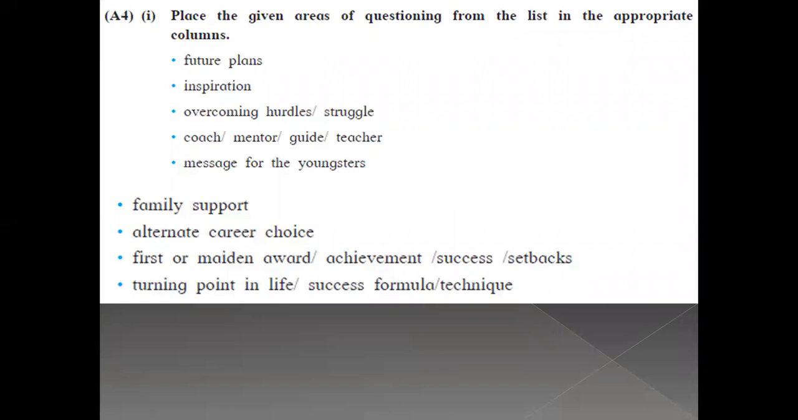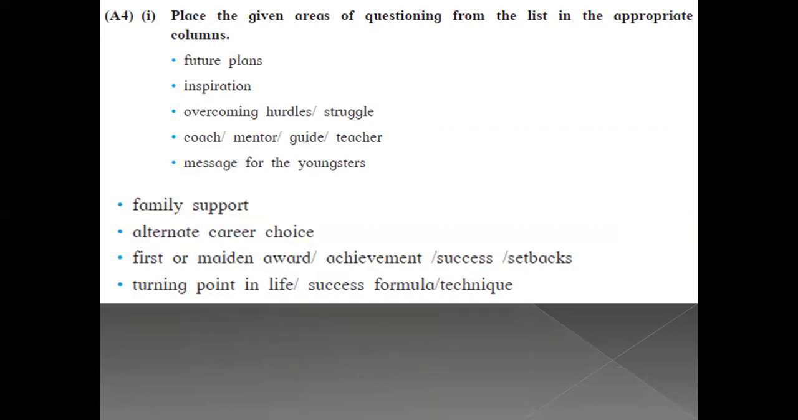Now, in your textbook, in the brainstorming section, they have asked you to place the given areas of questioning from the list in the appropriate columns. They have given you points like future plans, inspiration, overcoming hurdles or struggle, who was their coach, mentor, guide, teacher, what message they would like to give youngsters, how was the family support, what alternate career choice did they have, which was the first or maiden award, achievement or success that they received, what was the setback that they got, which was the turning point in their life, what was the success formula or technique that they followed.